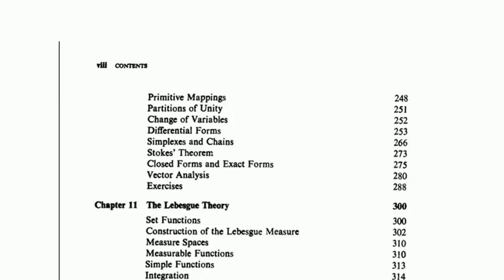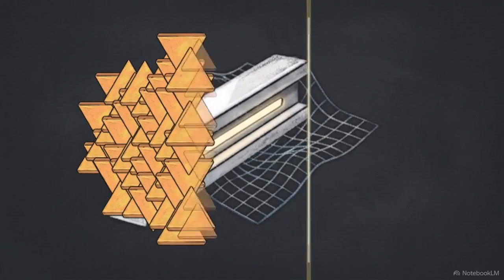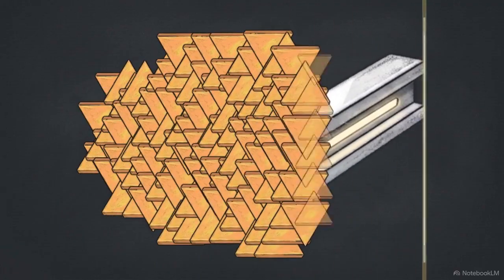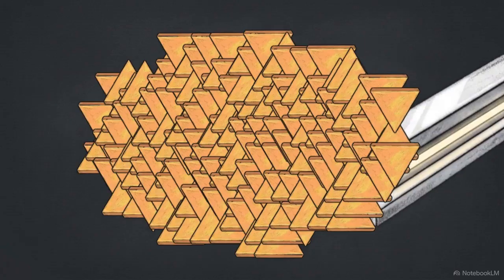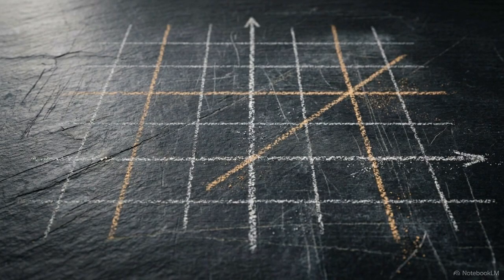This shift happens deep into Chapter 10, beginning on page 266 with a section titled Simplexes and Chains. This section addresses a central challenge. How do you define a warped continuous geometric surface so strictly that a pure algebraist could calculate it without needing a visual aid? To achieve this, we have to build a rigorous mathematical toolkit from the ground up.